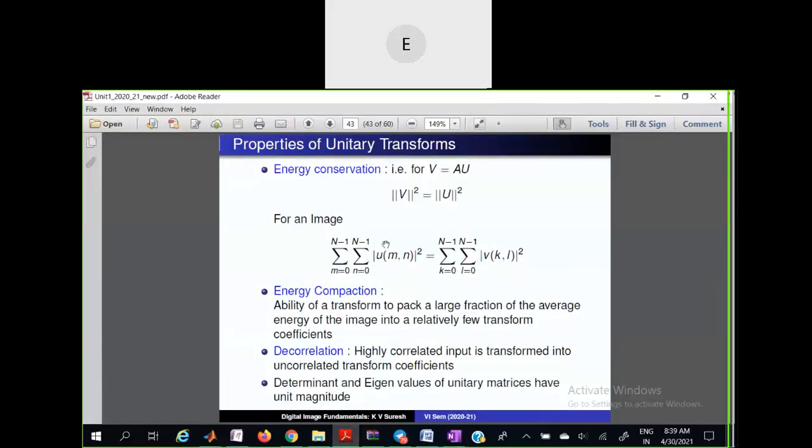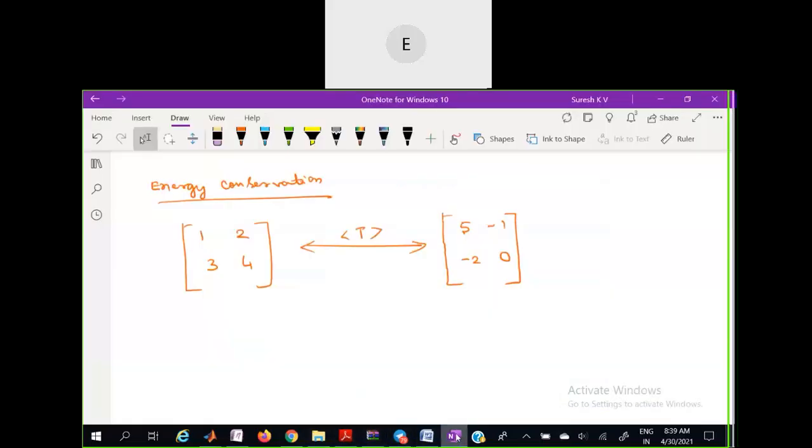You have to just square each value and add all of them. So let us do that. So 1 square plus 2 square plus 3 square plus 4 square. This is the energy in the spatial domain. Let me call it as ES. So this is 1 plus 4 plus 9 plus 16, which will be equal to 30.